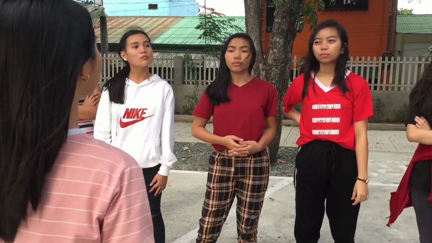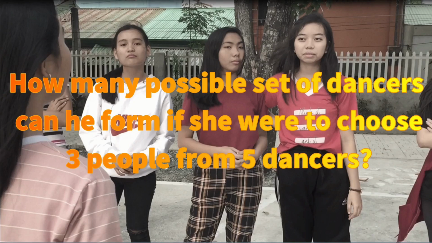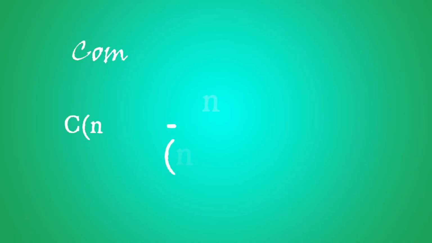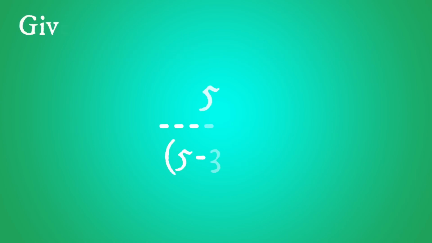Choose dancers that will do freestyle at the end of your performance. How many possible sets of dancers can she form if she were to choose 3 people from 5 dancers? Using the formula for combination of n objects taken r at a time, n factorial all over r factorial multiplied by quantity n minus r factorial. Substituting the given: 5 factorial all over 3 factorial multiplied by quantity 5 minus 3 factorial.